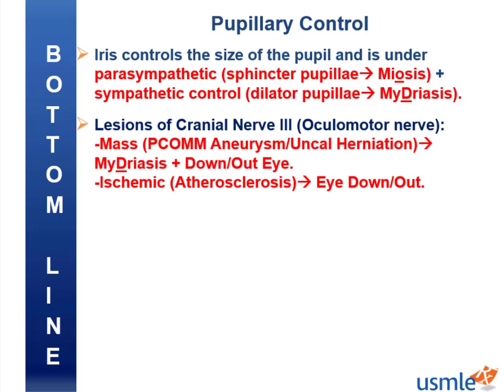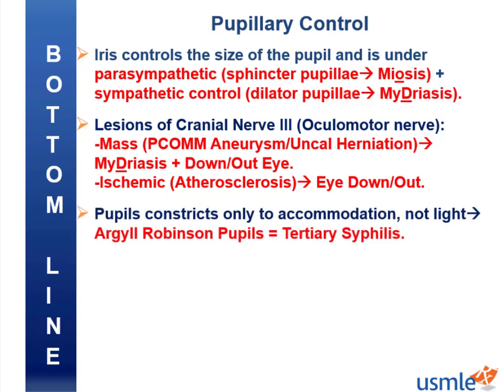Know the types of lesions to cranial nerve 3, specifically mass lesions of cranial nerve 3, such as by a posterior communicating artery aneurysm or uncal herniation, cause a down and out eye, as well as for that eye to have pupillary dilation. This is a key distinction to ischemic lesions of cranial nerve 3, such as from atherosclerosis, which usually only cause a down and out eye due to the position of the peripheral parasympathetic fibers and middle motor fibers of cranial nerve 3.